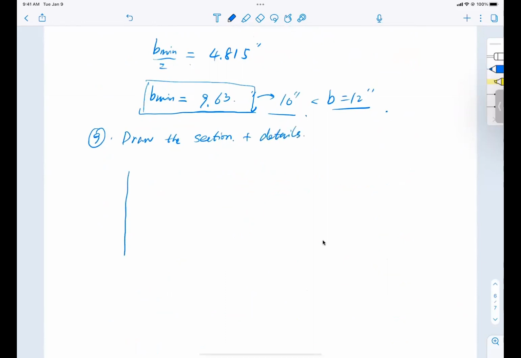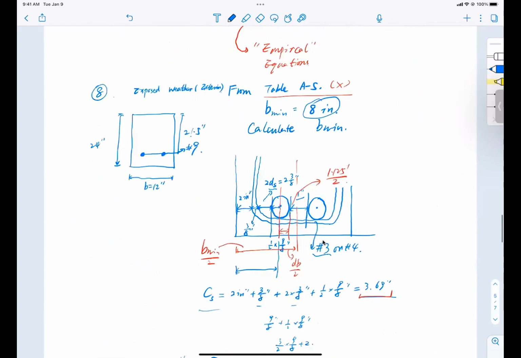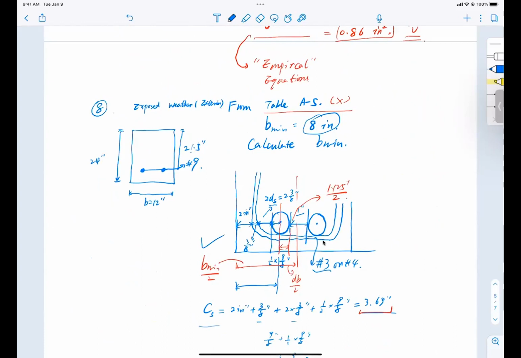Most of you always forget this. So now I'm looking at the section and I have a 24 inch depth and a 12 inch width. I know my concrete side cover from clear to side is 2 inch. And I have bars right here. Spacing here, as long as it's bigger than 1.125 inch, I'm okay. And outside here is 2 inches. And if I want to draw stirrups in it, I always can. And I can know exactly the location of my stirrups by showing the details here.